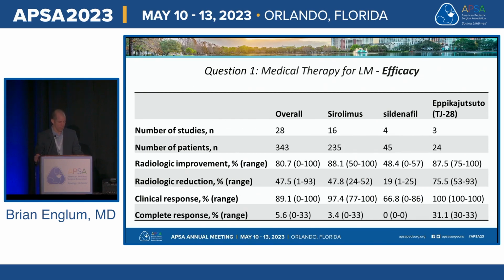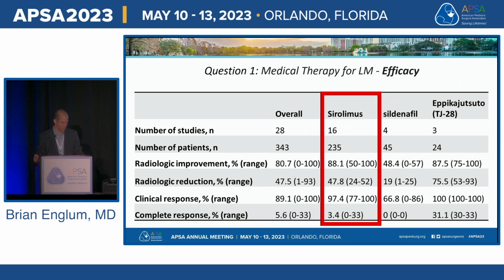We can see here the efficacy of several medications that had enough data for summary statistics. So sirolimus clearly had the most robust data, but sildenafil and TJ28 also had data. Sirolimus is an mTOR inhibitor, and its mechanism of action involves decreasing activation of T lymphocytes and lymphangiogenesis. TJ28 is a herbal medication that is purified and approved in Japan and has several studies related to it. The mechanism of action is also thought to be on the mTOR pathway.